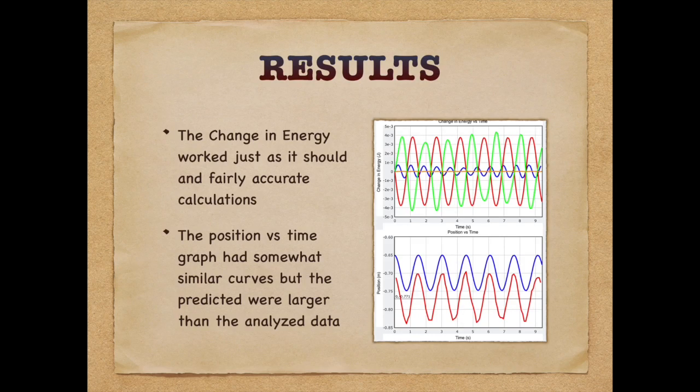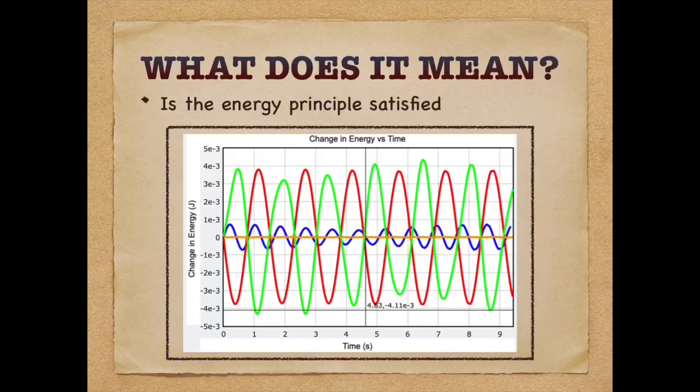So the results. The change in energy worked just as it should and had fairly accurate calculations, which was this part. And then the position versus time graph had somewhat similar curves, but the predicted were larger than the analyzed data. So as you can see, this is far more negative than the predicted graph, and this could just be because my center of mass was off and the analytical Tracker data had some other human error.